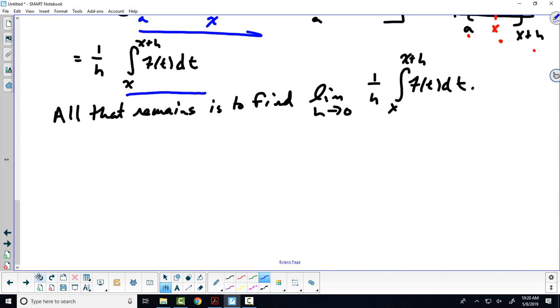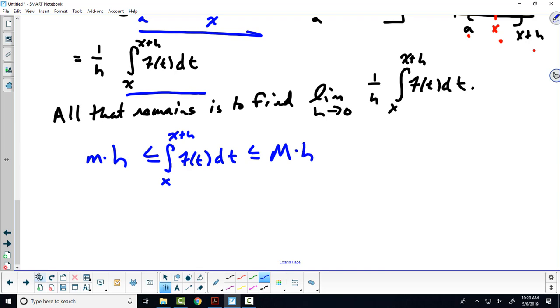So what do we know? We know that this area right here, from x to x plus h, the area under this curve, now notice I don't have the over h yet. We know that this is greater than the minimum times h, which is less than or equal to the maximum times h.